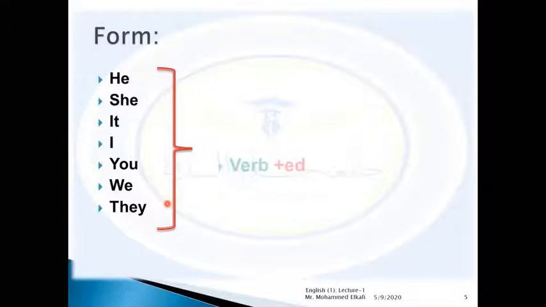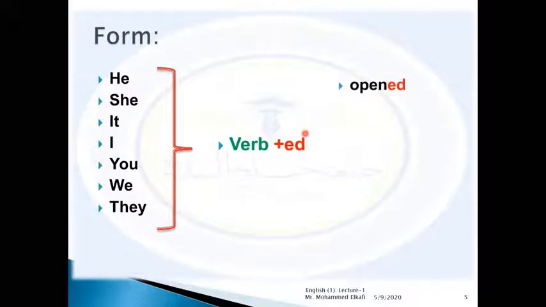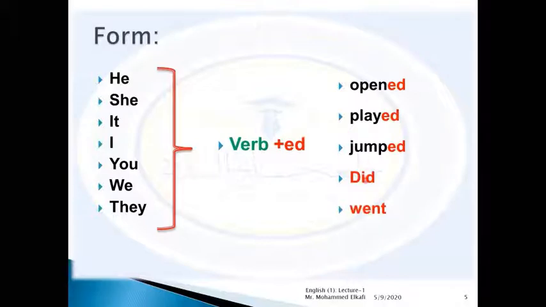About the form of the past simple tense, here we use the subject pronouns he, she, it, I, you, we, they. We use them with a verb plus ed. So we add ed to the verb, as in opened, played, jumped. These are regular verbs. We also have some other types of verbs which are known as irregular, as did and went. Did is the past form of do, and went is the past form of go.